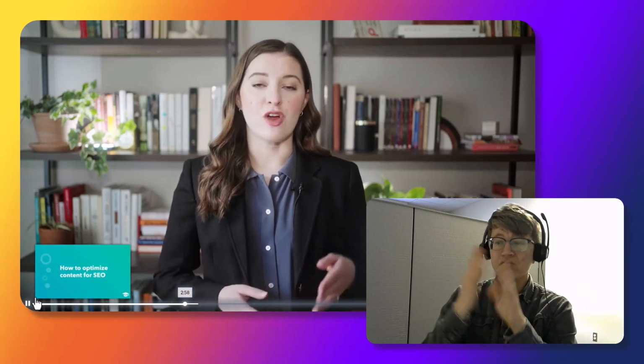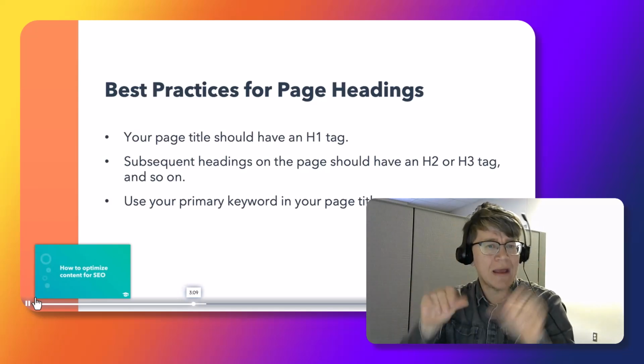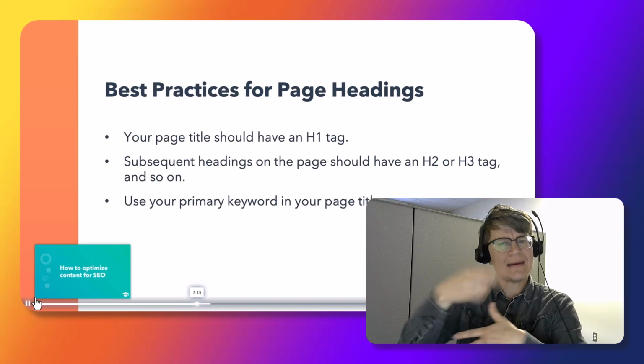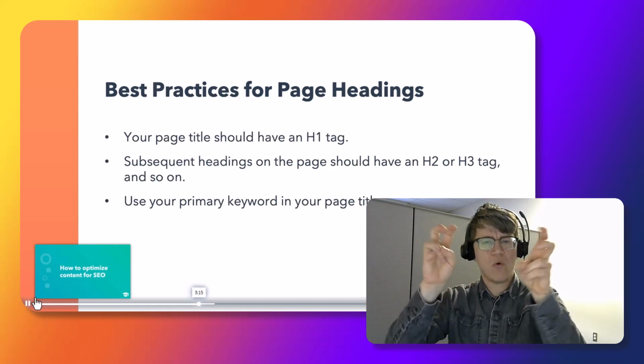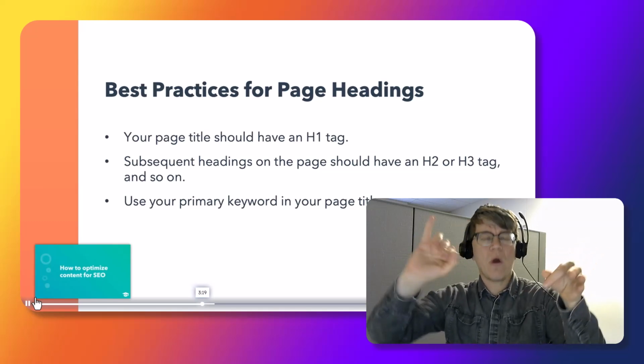Use headings to add structure to your content. Describe what each section is about so that visitors can quickly find what they're looking for. Here are some best practices you should follow for page headings. Your page title should have an H1 tag. Subsequent headings on the page should have an H2 or H3 tag, and so on. And use your primary keyword in your page title.